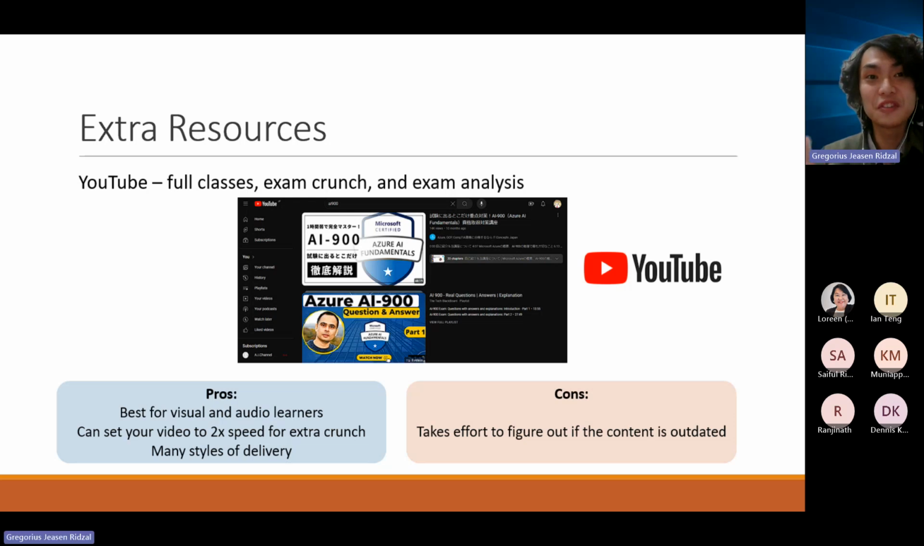And if you really like to, which I do, I set the video to 2 times speed so that you go through the content way faster. If you find something that you really want to focus on, put it back on 1 time speed, right? And it's got lots of styles of delivery. See which channels you want, just mix and match. There's no wrong answers here, right?